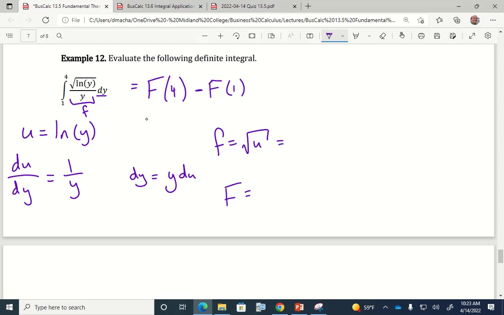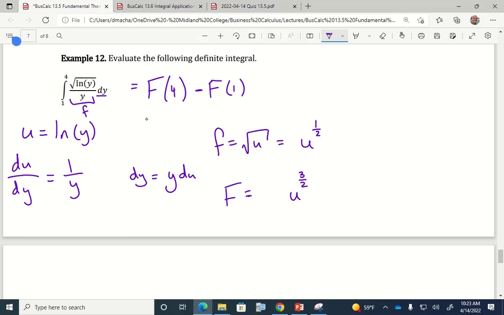Okay, so Miguel's on to something. Square root u is u to the 1/2 power. But now what's my antiderivative power rule? You add 1 to the exponent and then you divide by the exponent. To my exponent, I add 1. So 1/2 plus 1 is 3 halves.